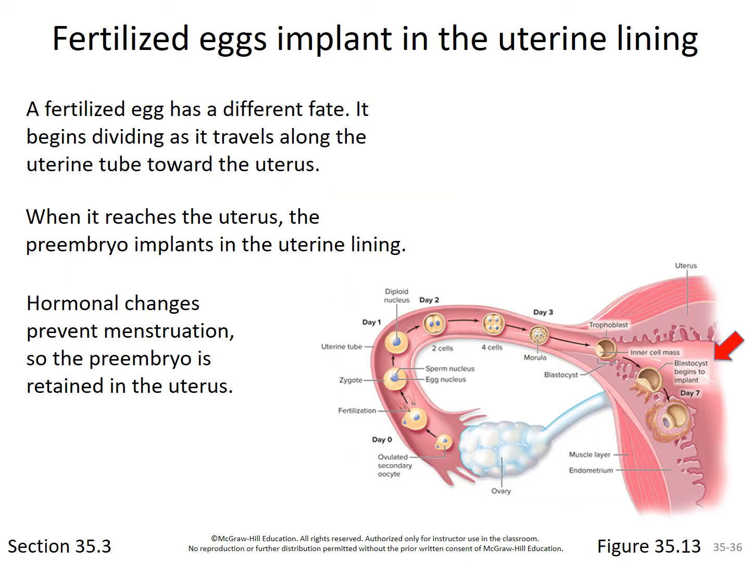Now, a fertilized egg has something completely different happening to it, at least you're hoping it does. So it will begin cell division before it even reaches the uterus. So on day 2, you'll see 2 cells. By day 3, you'll see multiple cells in a stage called a morula. So the embryo will implant in the uterine lining. And what happens at this point is that the corpus luteum, remember that ruptured follicle structure, will actually produce progesterone and estrogen, and these will prevent menstruation. And what this does is this allows the embryo to be retained and to implant in the uterus.